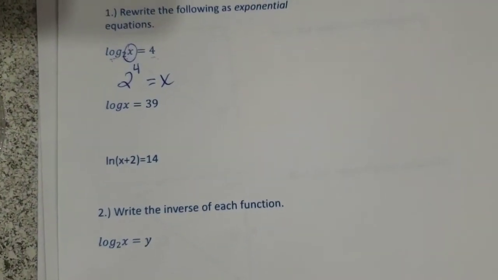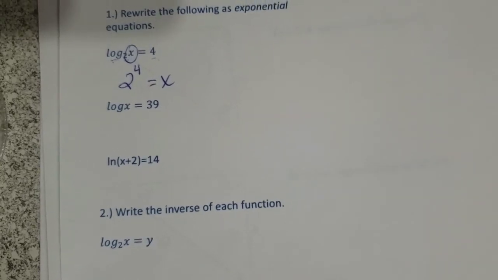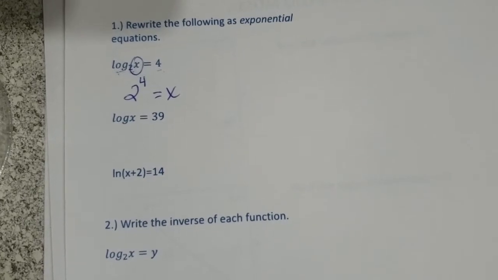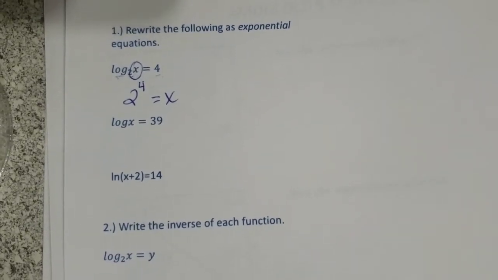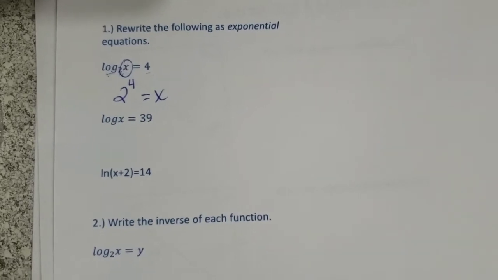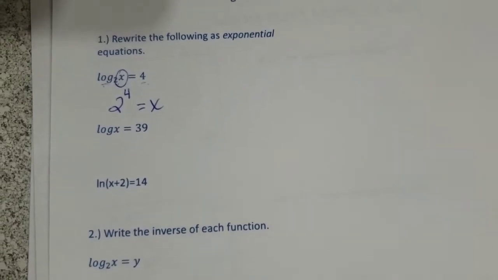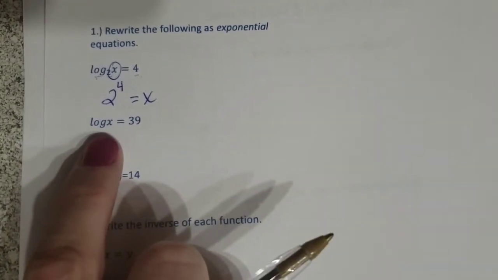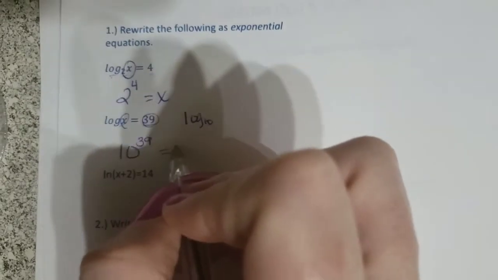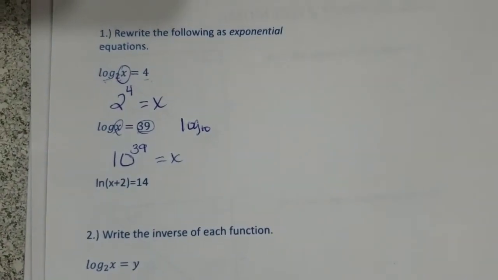And that's it. We could evaluate 2 to the 4th power and find out that that's 16, but that's not what the question asked. The question asked to rewrite the following as an exponential equation. So don't even worry about putting it in your calculator or anything. So going on to this one right here, I don't have a base. There's no base there, but remember, when there's no base, the default base is log base 10. So 10 is going to be my base, 39 is going to be my exponent, and that leaves x going over here on the right side of the equal sign.